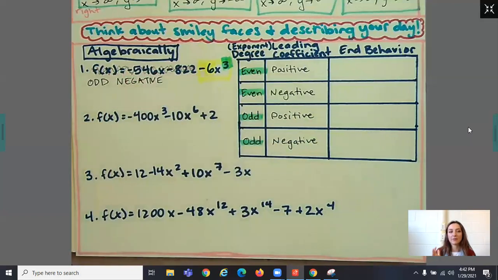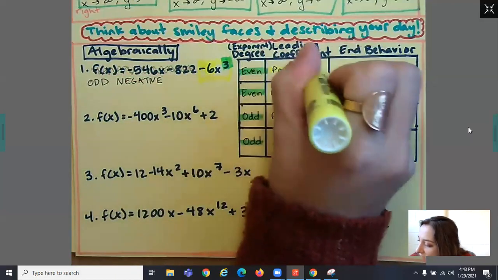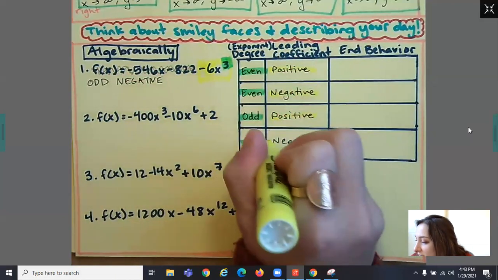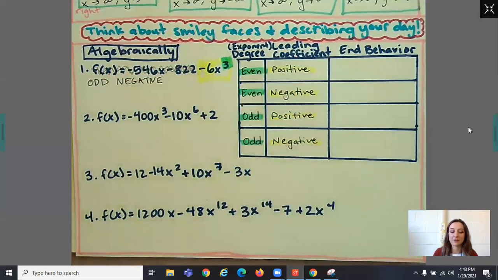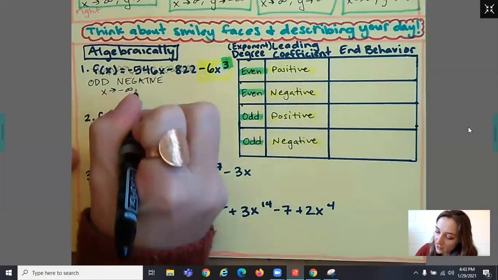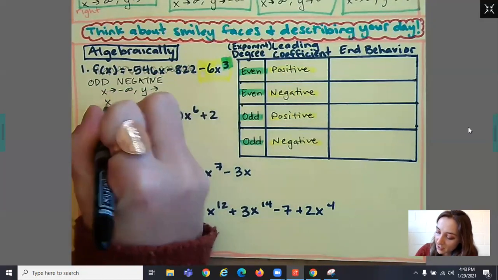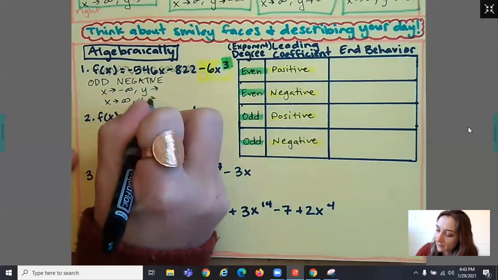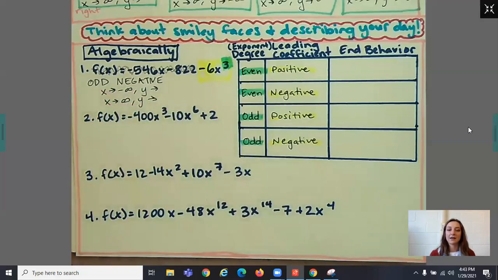This is where describing your day really comes in handy. Since it's odd, that means it's not going to be a smiley face or a frowny face. Instead, it's going to be describing your day. So let's start out with what we know. We're just going to be filling in the blanks. As x goes to negative infinity, y goes to something. As x goes to positive infinity, y goes to something. But this is an odd negative, so that means that they're not going to be the same. They're not going to be even.